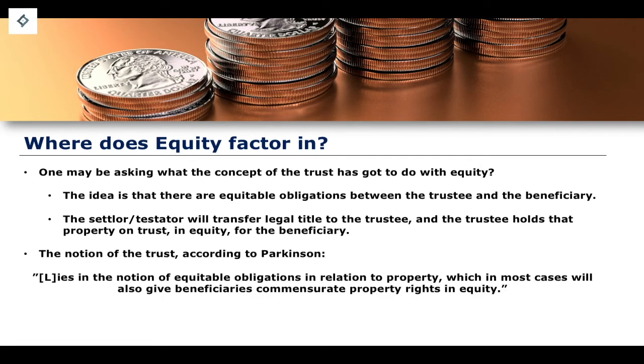According to Parkinson, the notion of the trust lies in the notion of equitable obligations in relation to property, which in most cases will also give beneficiaries commensurate property rights in equity. So the beneficiaries aren't just sat there and the trustee can do whatever they want with the property. The beneficiaries have certain rights over that property, but they don't have legal rights because the legal title has been transferred by the settlor or the testator to the trustee. So therefore they must have equitable rights, and equitable obligations. So that's why, as Parkinson states, in most cases it will involve the beneficiaries having commensurate property rights in equity.